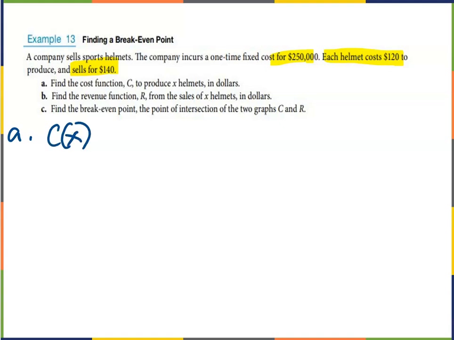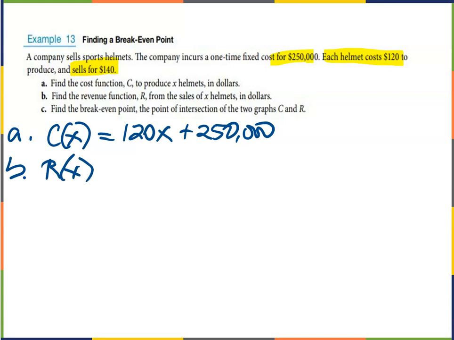So we want an equation C of x. It says here that each helmet costs $120, times x, that is the number of helmets, and a one-time fixed cost of $250,000. So that's the amount at the beginning. So that is your y-intercept. Then letter B, find the revenue function R. So let's say R of x from the sales of x helmets in dollars. It sells for 140 each, so 140x.